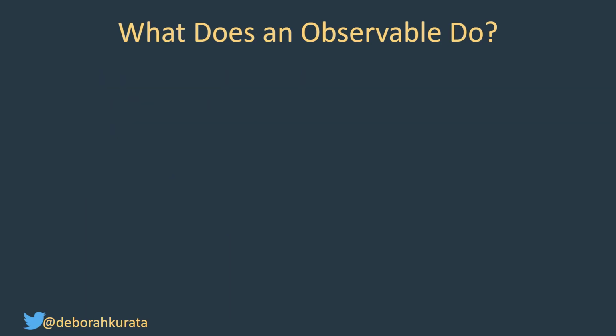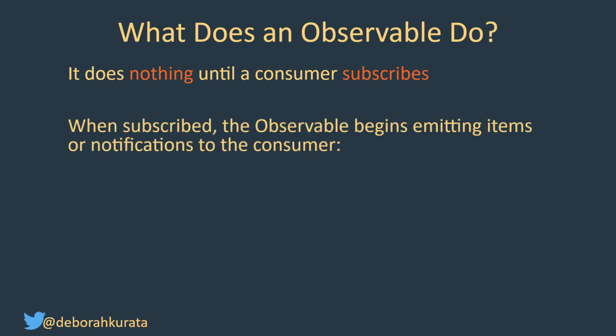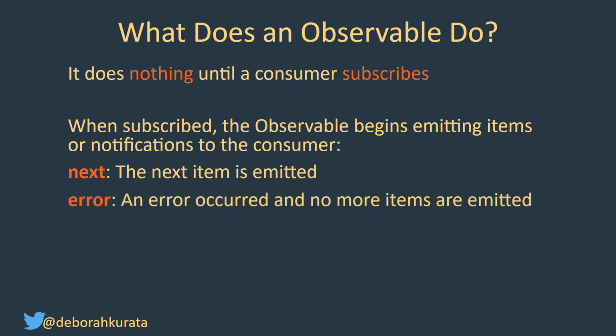What does an observable do? Nothing. An observable does nothing until a consumer subscribes. When subscribed, the observable begins emitting items or notifications to the consumer, and it only does three. Next, when the next item is emitted, and as part of that payload, it gives you that next item. Error, when an error occurs, and once an error occurs, no more items are going to be emitted. And complete, no more items are emitted.